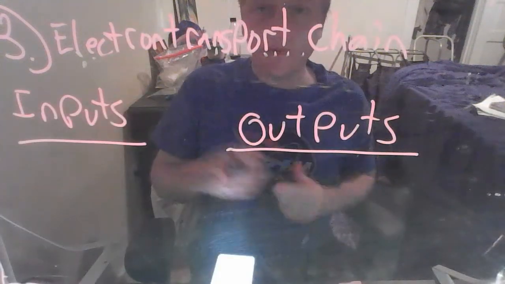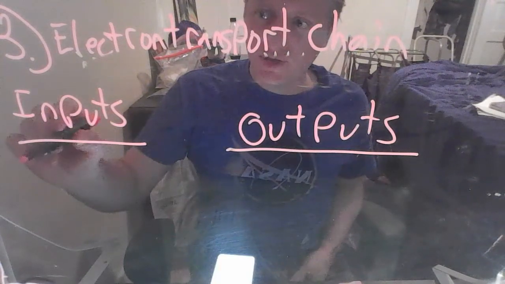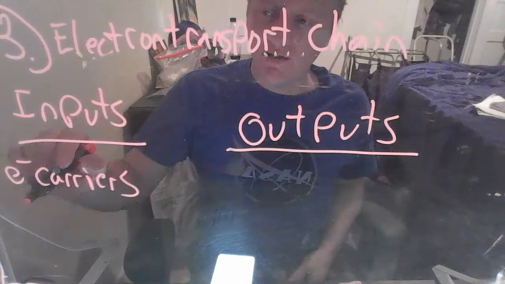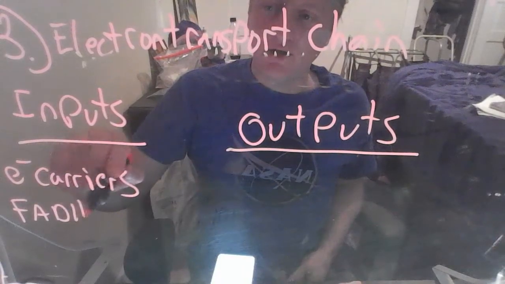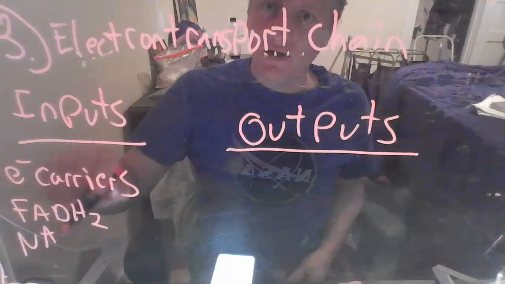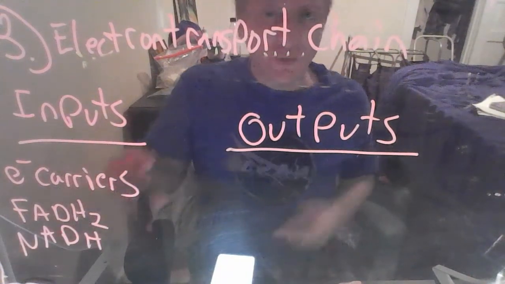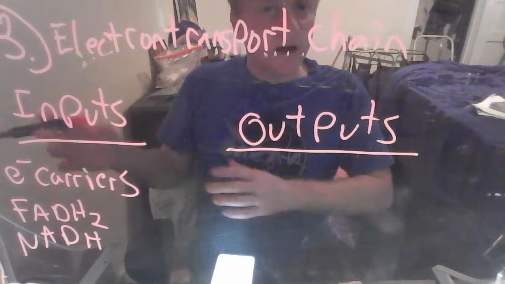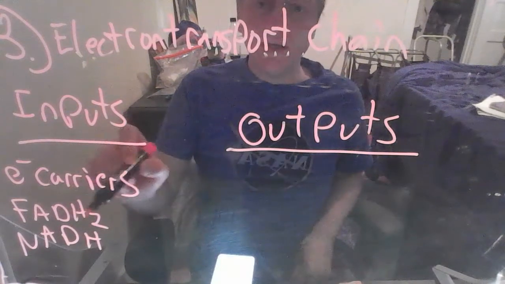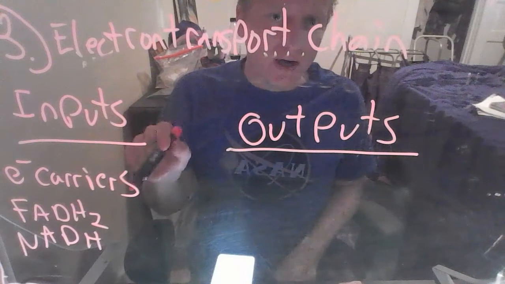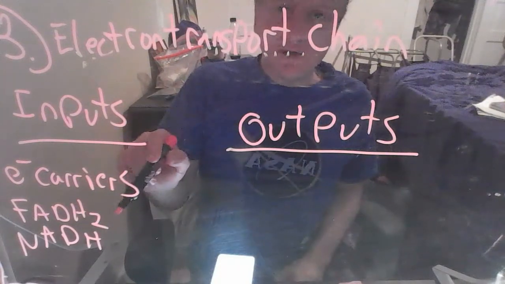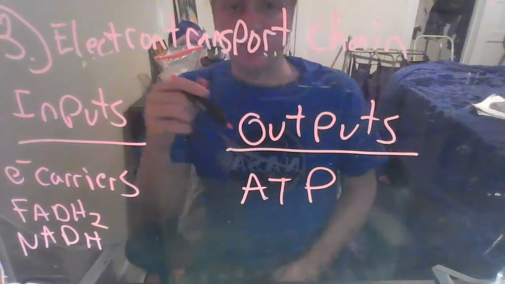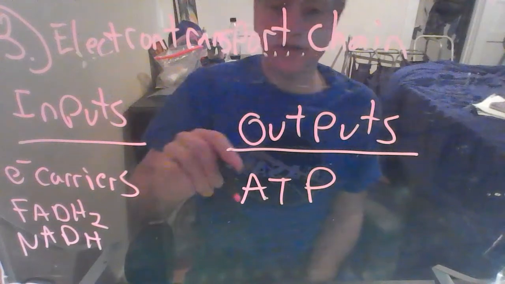What are the inputs from our electron transport chain? Well, this is just going to be electron carriers. So that would be things like FADH2, NADH. Where did we get these? We got them from either the citric acid cycle or from glycolysis, right? These electrons came from those chemical bonds, and we are going to use those to create ATP.